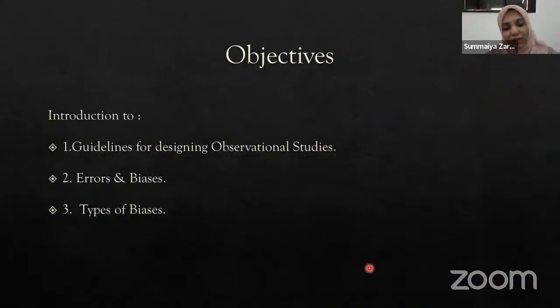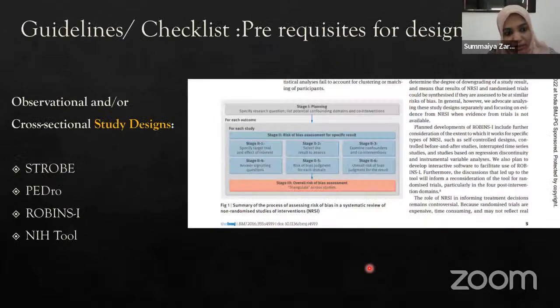So this is the objective, all in all, of my presentation today: to introduce you to guidelines for designing observational studies, what are errors and biases, and the types of biases. So you can say, usually we do a lot of observational cross-sectional case control studies. There are other types of study designs also, but since we are much more familiar with observational, I chose observational for today's presentation. So all that we're going to talk about is observational study designs.